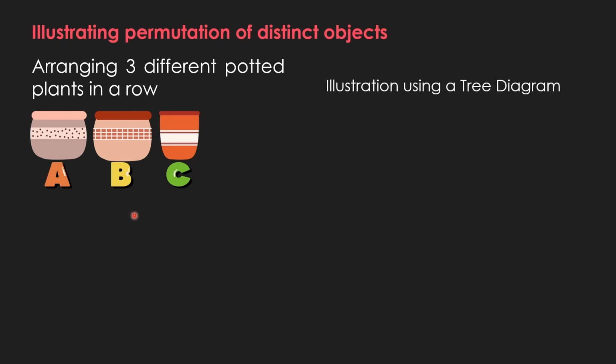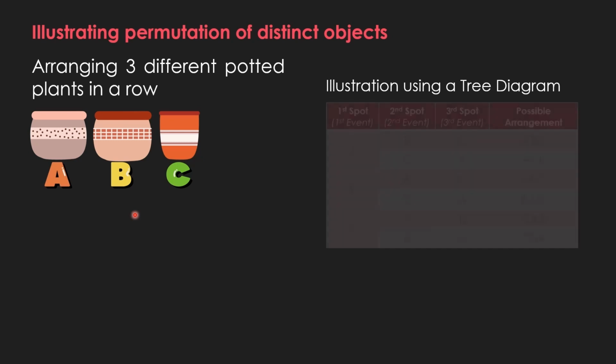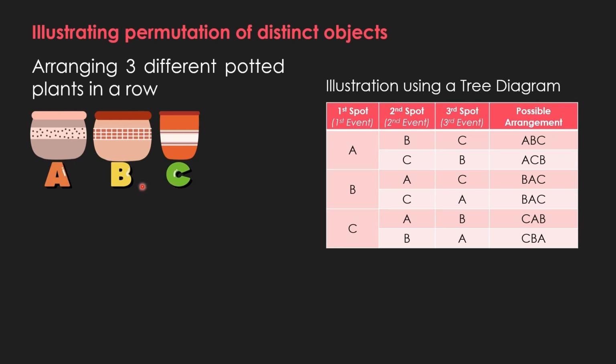Now, in here, I'll be using a tree diagram as an illustration. And again, of course, there are so many ways that you can illustrate permutation and even the fundamental counting principle, but I would just like to focus on using a tree diagram. Now, if you would be arranging three different potted plants in a row, that would mean there would be three spots that you will have to consider because there are three plants.